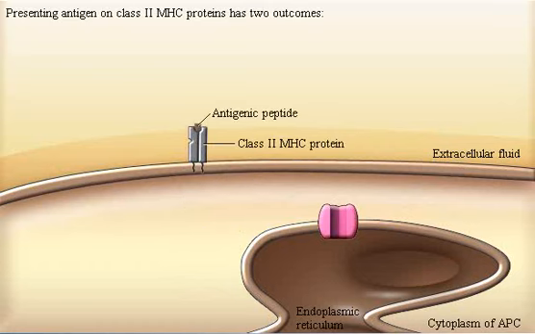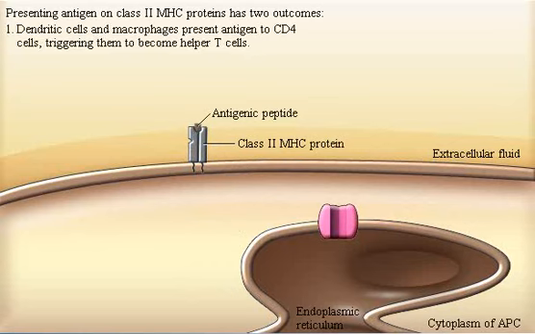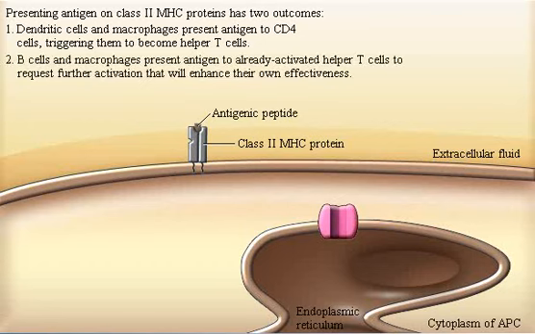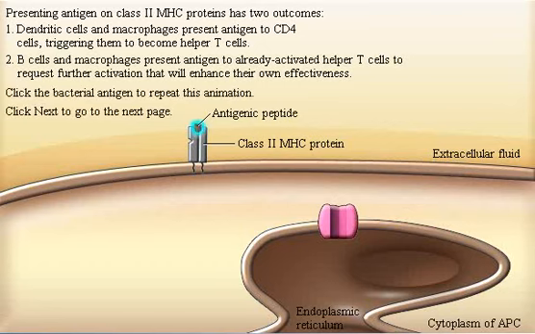Presenting antigen on Class II MHC proteins has two main outcomes. First, dendritic cells and macrophages present antigen to CD4 cells, triggering them to become helper T cells. Second, B cells and macrophages present antigen to already activated helper T cells to request further activation that will enhance their own effectiveness. Click the bacterial antigen to repeat this animation.